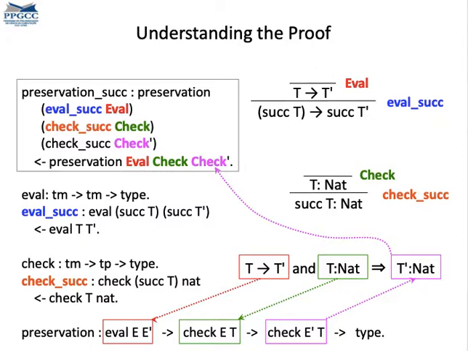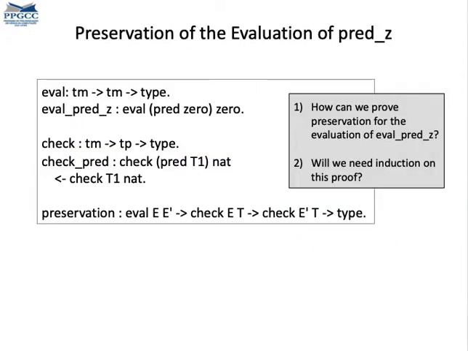From the open rule eval, we know that t goes to t prime, and from the open rule check, we know that t has type net. Using induction, we conclude that t prime also has type net. Let's call this fact check prime. We use check prime as a premise of check succ to show that succ t prime has also type net.